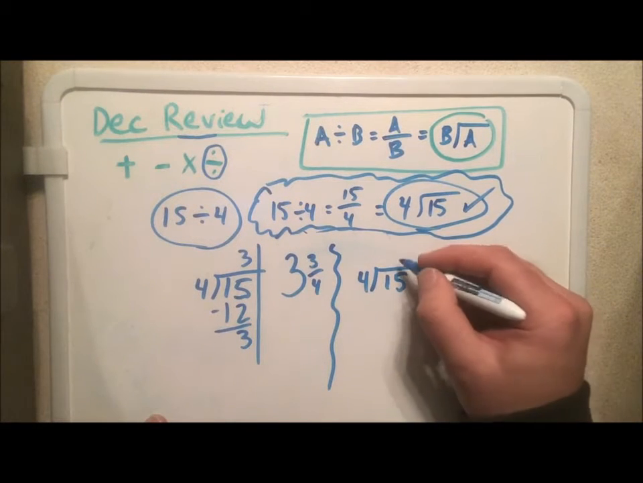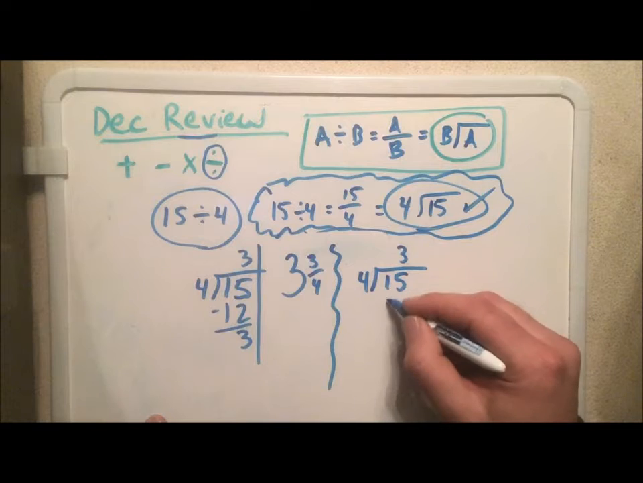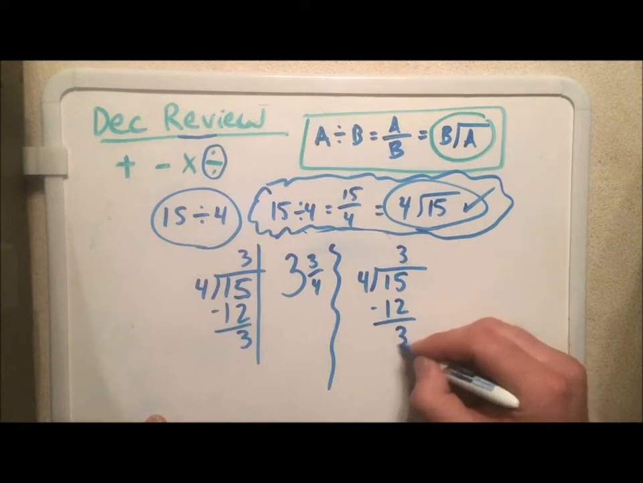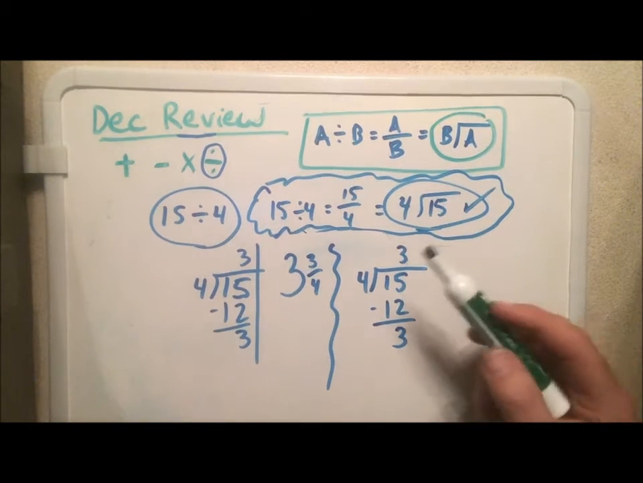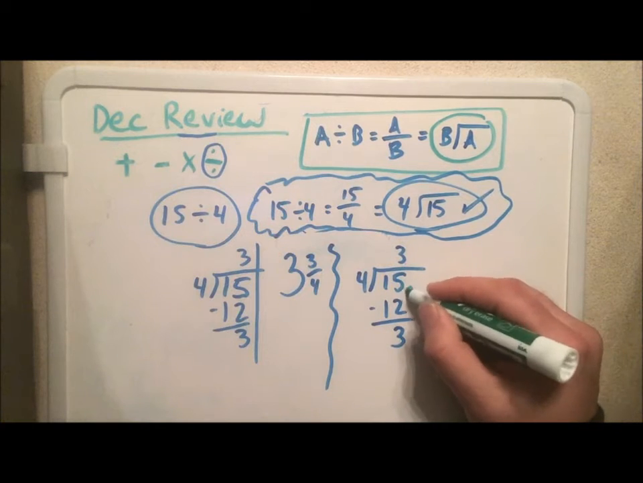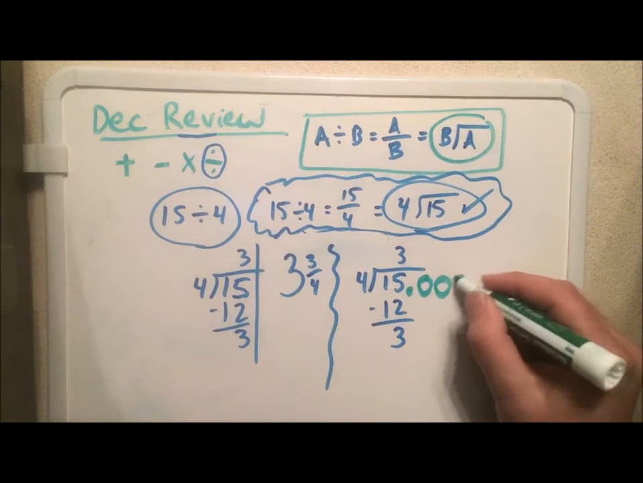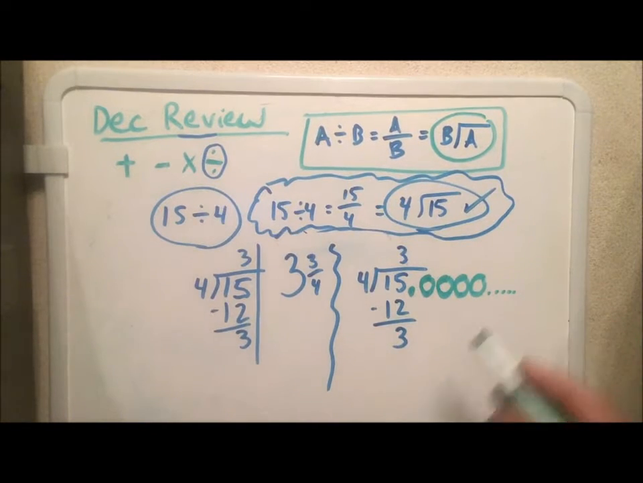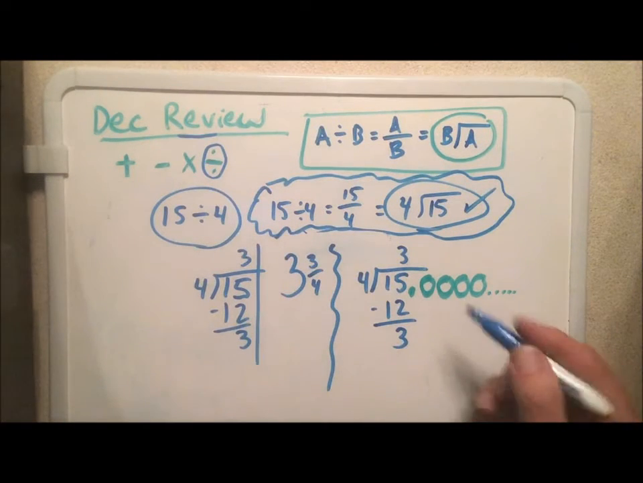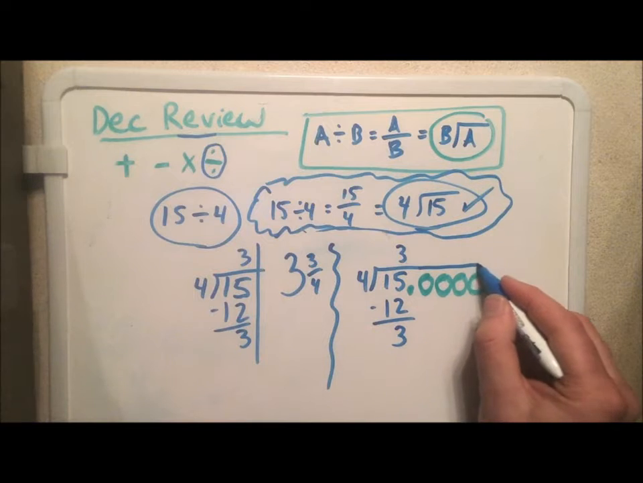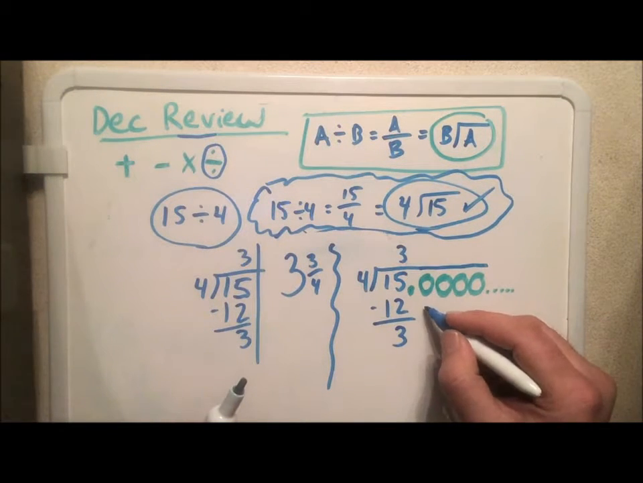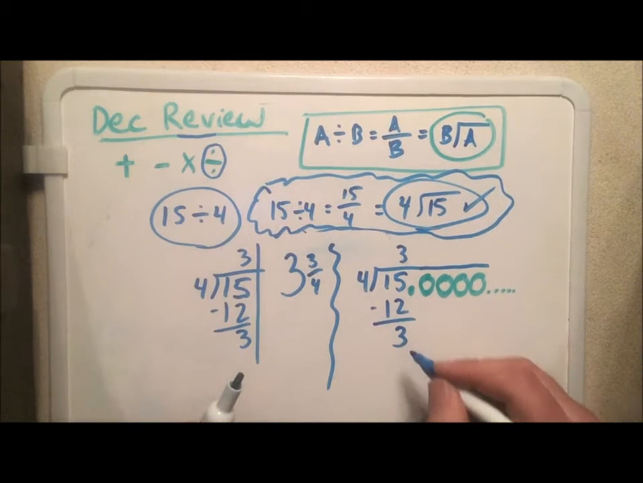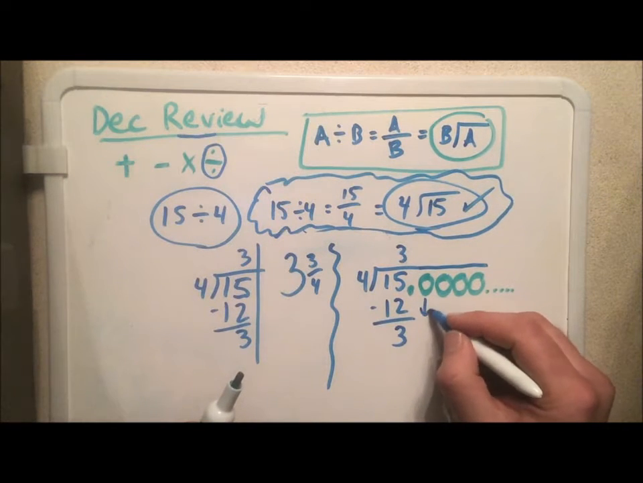4 goes into 15 3 times. 3 times 4 makes 12, subtract, 3. Instead of stopping, we are going to add up to 4 zeros for our class. Truly, these zeros go on forever and ever to the edge of the universe. But for us, we'll only go to 4 spots. Otherwise, it's just too much work. Okay, so instead of just stopping here at the remainder, I bring down the 0.